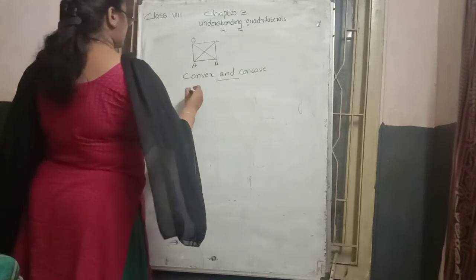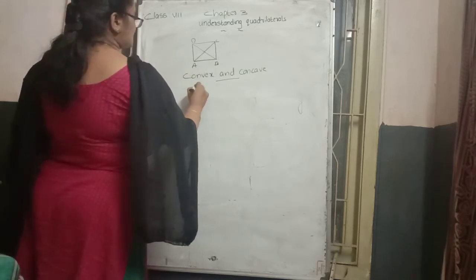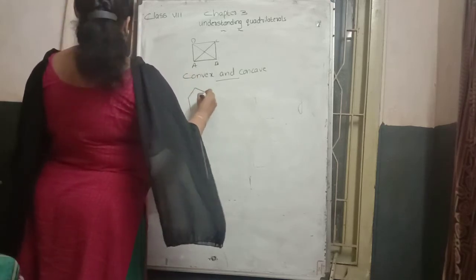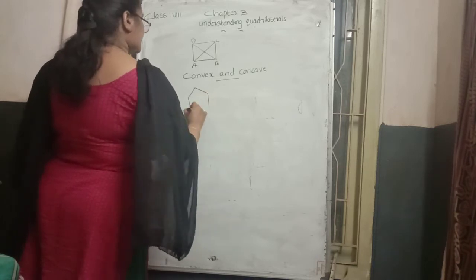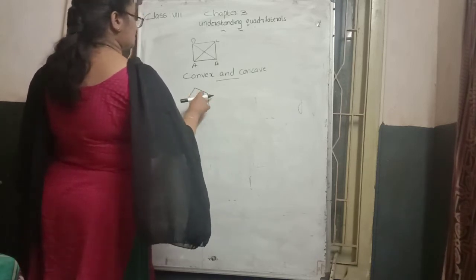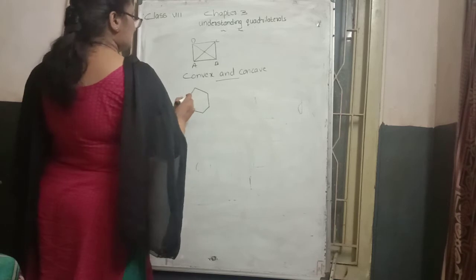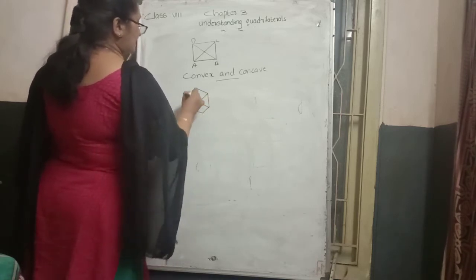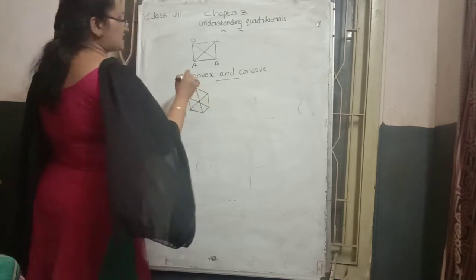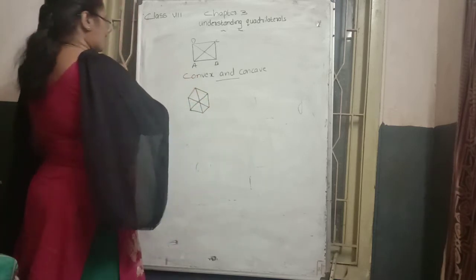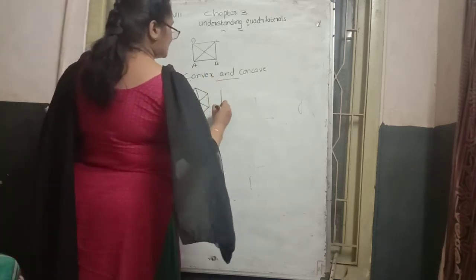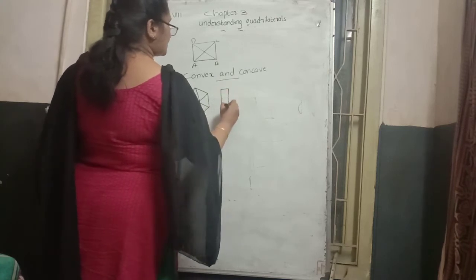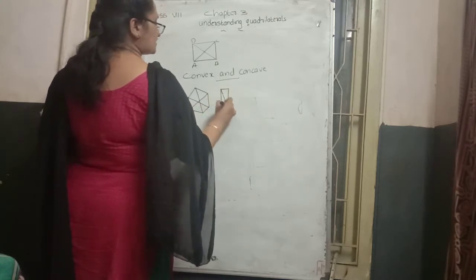For example, the convex case. See, this shape. How many sides does this one have? 1, 2, 3, 4, 5, 6. To draw the diagonals, join here to here, here to here, like this. All line segments come inside the figure only. Take any shape, see this rectangle shape. Here also, the diagonals join like this.